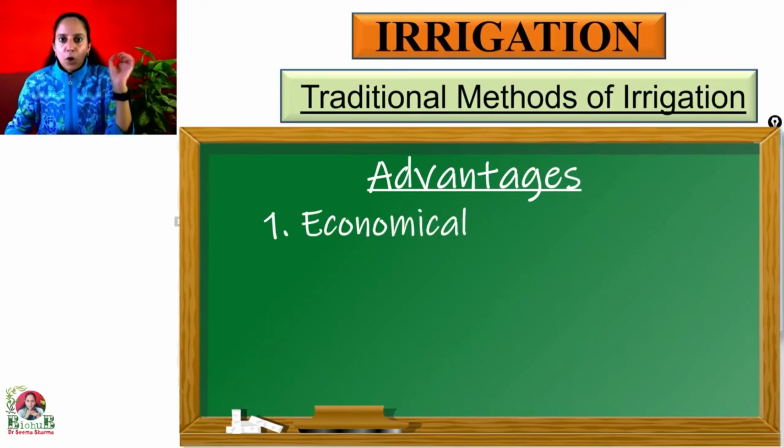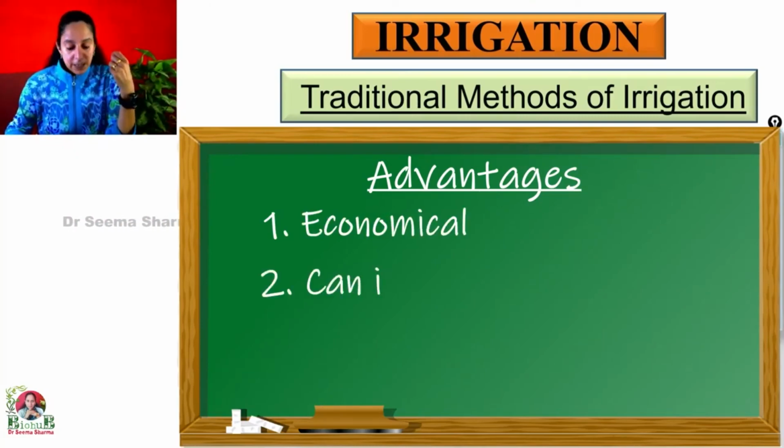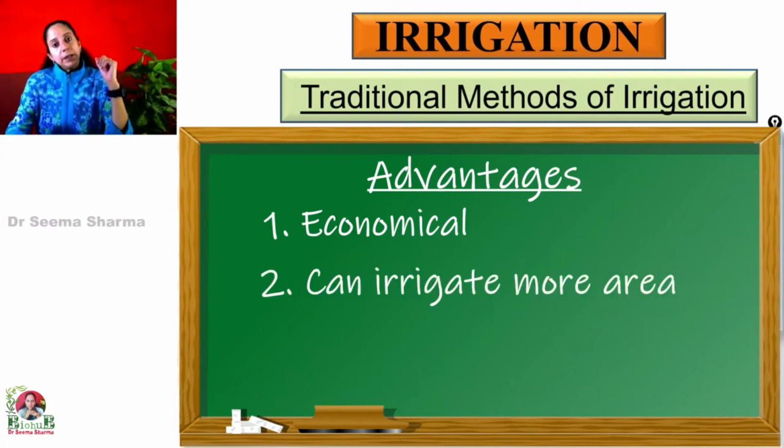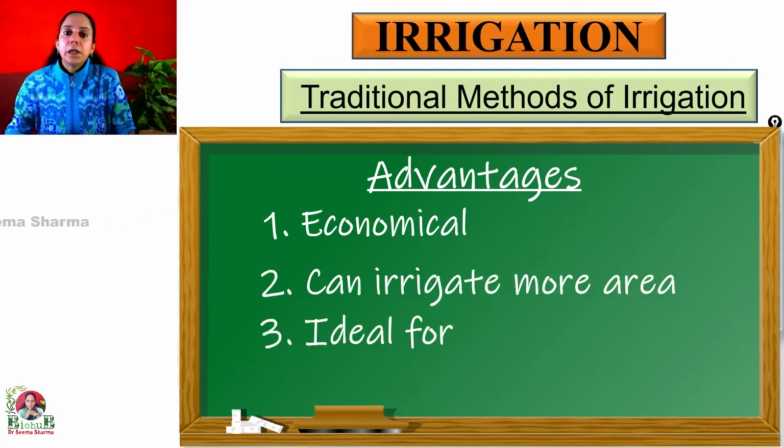Advantages of traditional methods of irrigation. First advantage is that they are very cost effective, very economical, and a simple farmer can go for these methods. Second, they can irrigate more area. Thirdly, they are ideal for level field.